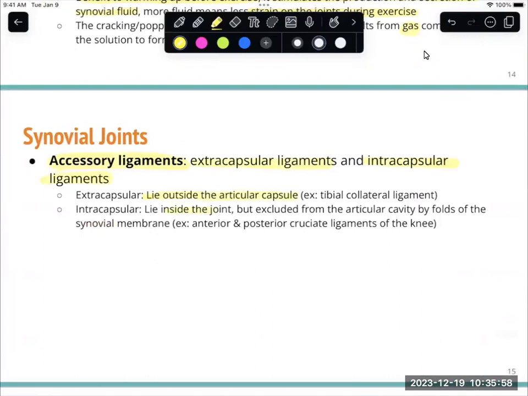Intracapsular means they're inside that joint, but they technically don't make up that synovial membrane. In our knee, the ACL, the PCL, the anterior cruciate ligament, the posterior cruciate ligament, those are intracapsular. They're helping to hold that femur to that tibia, helping to hold those two bones together from the inside of that joint.